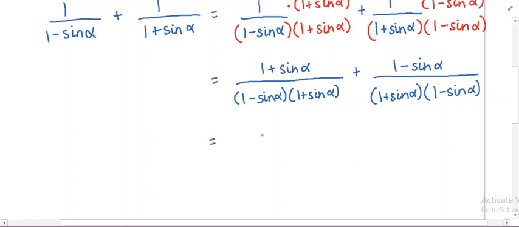All right, so now we are adding 2 fractions that have the same denominator, so we can combine them into 1. So we're going to keep that same denominator when we combine them into 1 fraction.